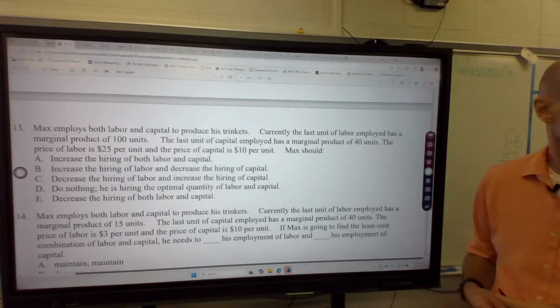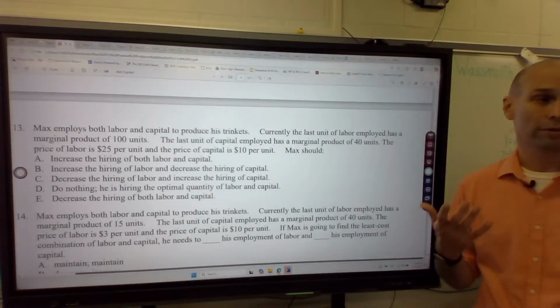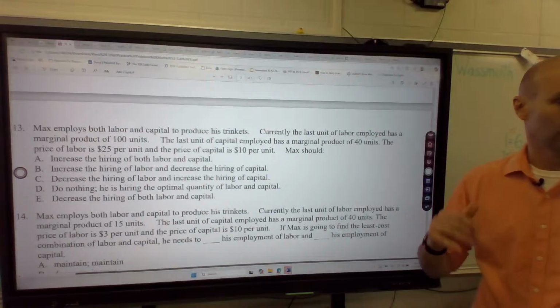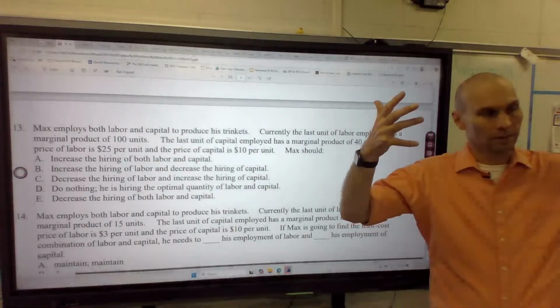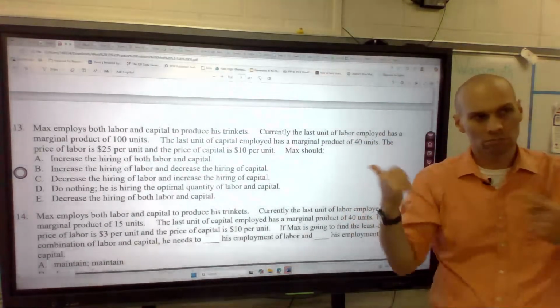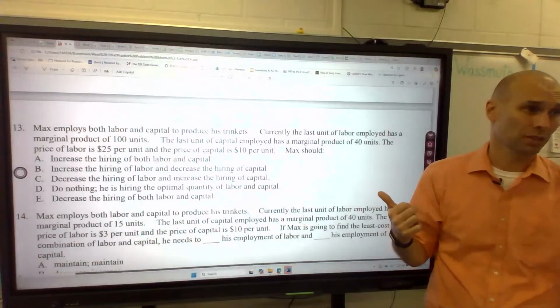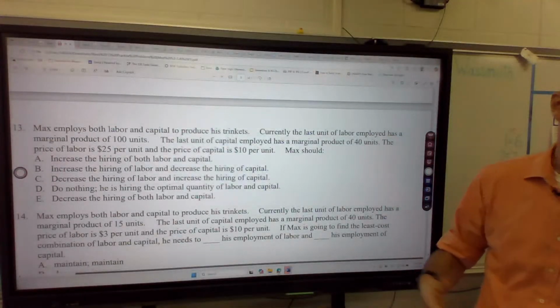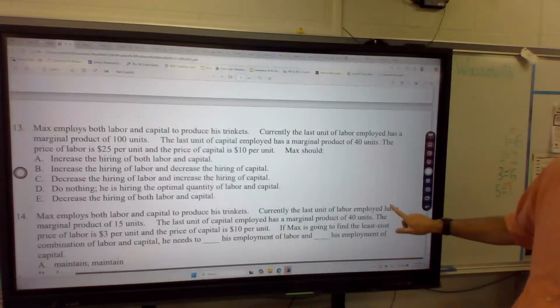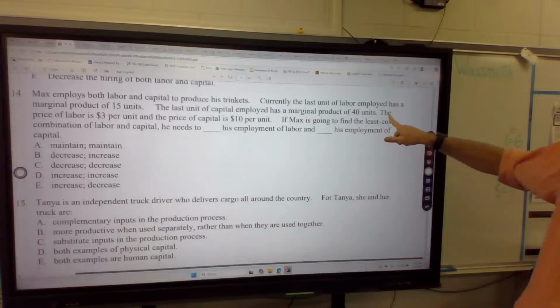Is there any situation where we would increase both? Only if you have the marginal revenue product. Then if they're both above 1, do more of both. But none of these have that, and that's a rare question. So most of the time, no. All right, let's go through to 16.